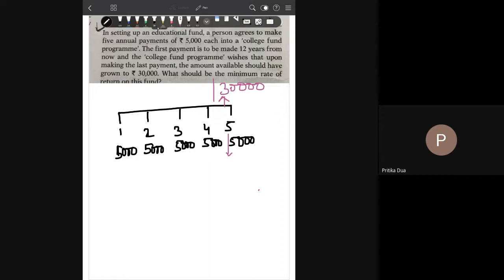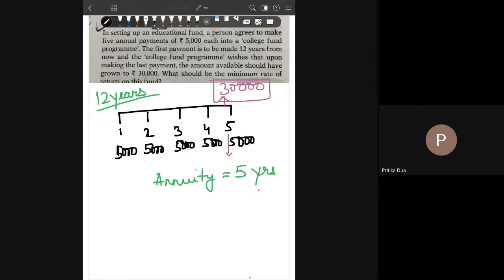Now, the point of confusion here is that this first payment will be made in 12 years from now. So please understand, even if the payment starts 12 years from now, the annuity will be of 5 years. Whether it starts today at 0 point of time or after 12 years, this contribution will be for 5 years. So it does not make a difference in our solution.